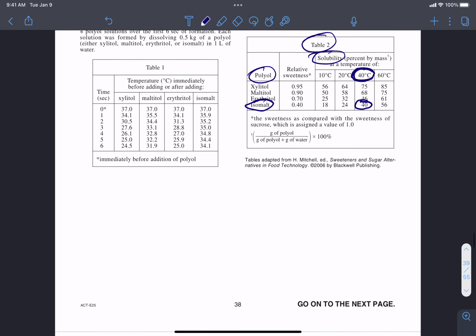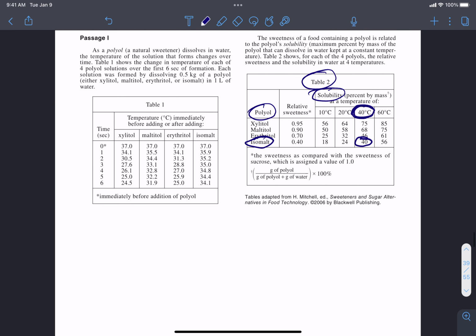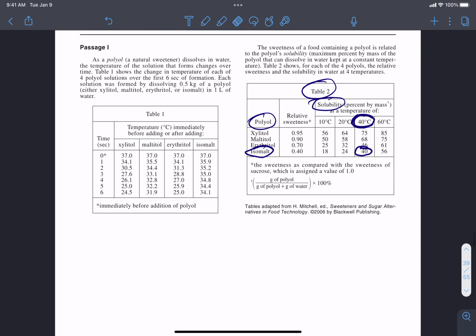How do I know it's isomol? Just based off the numbers. Well, let's talk about solubility a little bit. So here, they're showing you solubility as a percent by mass at some temperature, okay? And if you look above, it says the solubility is the maximum percent by mass of the polyol that can dissolve in water kept at a constant temperature.